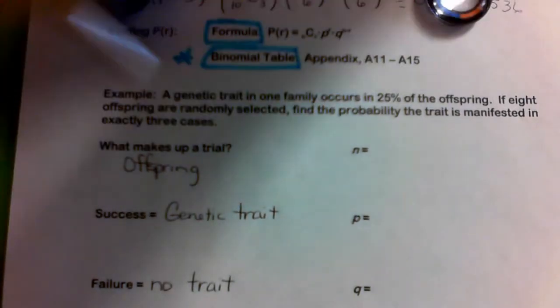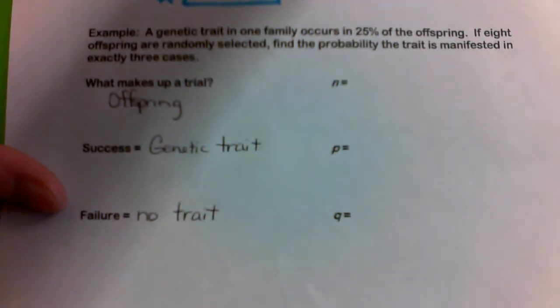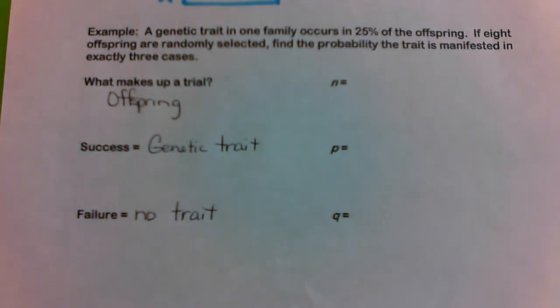Now, what I have found with most students is a lot of their difficulty comes in defining what the trial is. So we're going to spend some time doing that and showing that before we actually do the calculations. It says a genetic trait in one family occurs in 25% of the offspring. If 8 offspring are randomly selected, find the probability the trait is manifested in exactly 3 cases. Okay, so the trial that we're looking at, what we are observing is the offspring in this family.